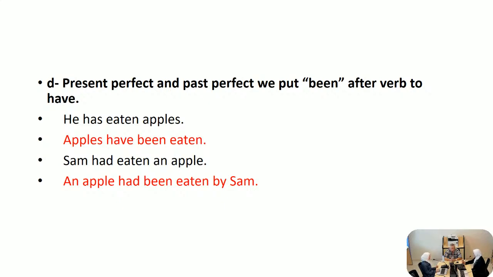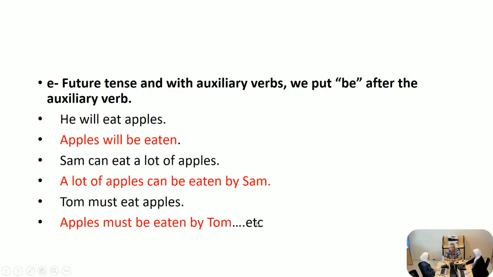Here, in the active sentence, it is has. Why is it have in the passive? Because the object here is a plural form. So apples take have instead of has. Apples have been eaten. Sam had eaten an apple. An apple had been eaten by Sam. Thank you. Next slide.